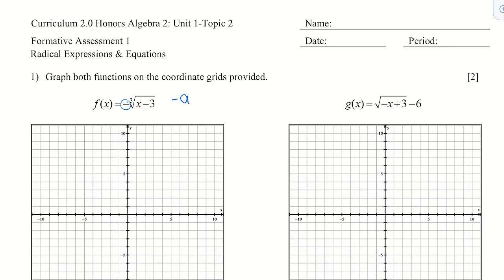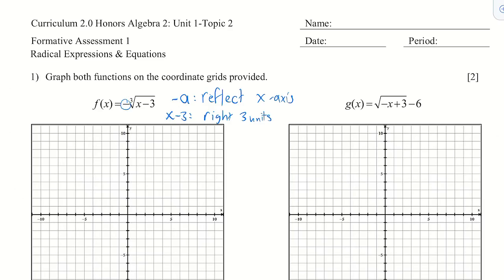So we're really saying we have a negative a value, so that means that it's going to be a reflection over the x-axis. And right here, when we have that x minus 3, that means that we're going to be moving it right 3 units.